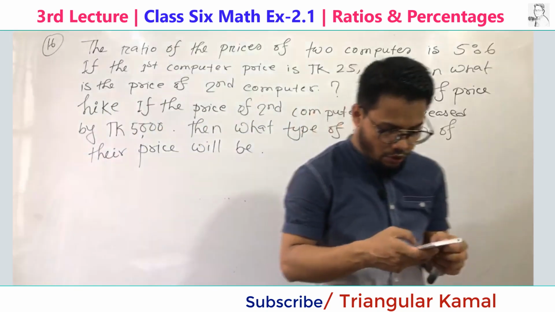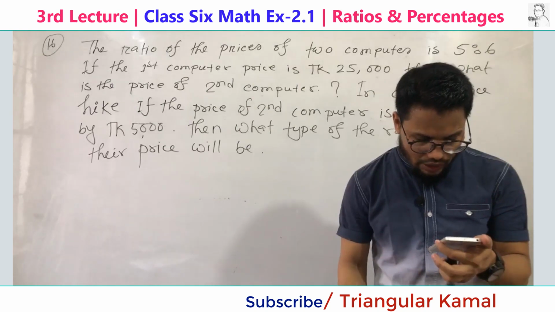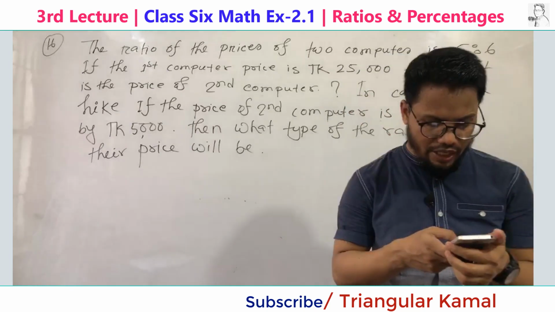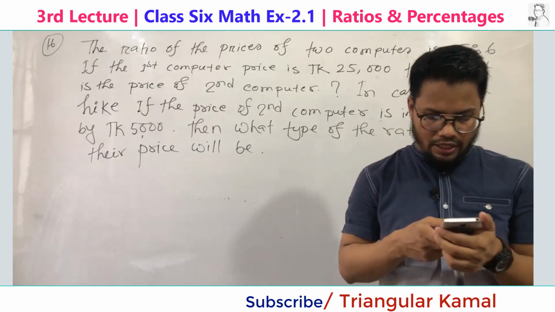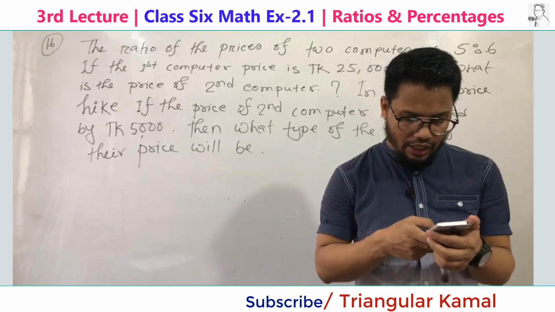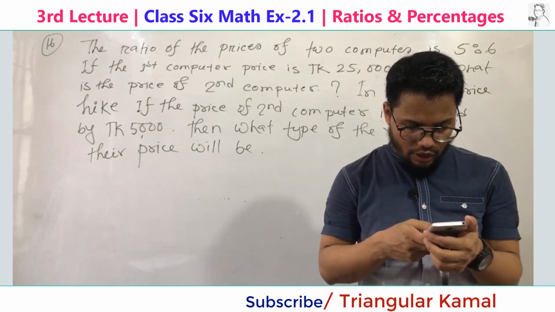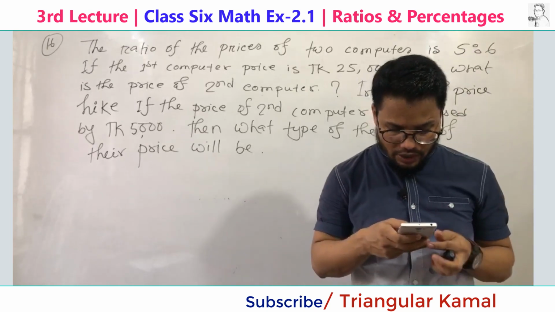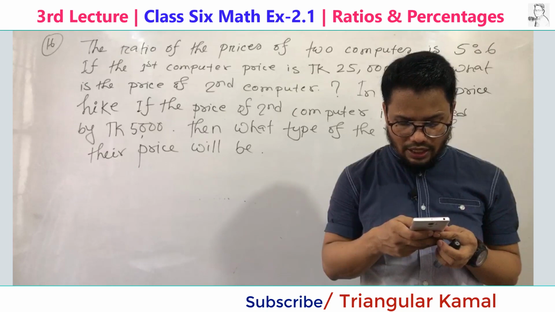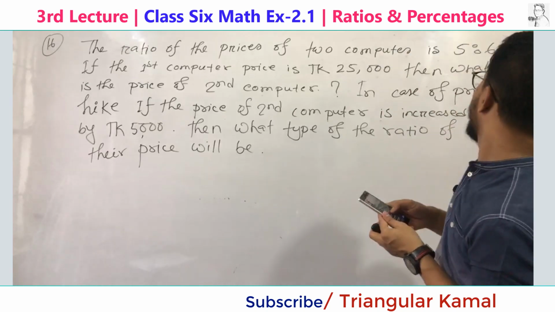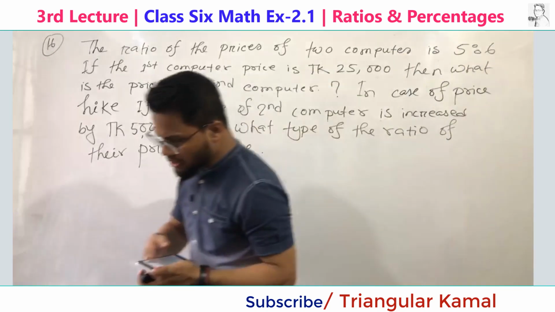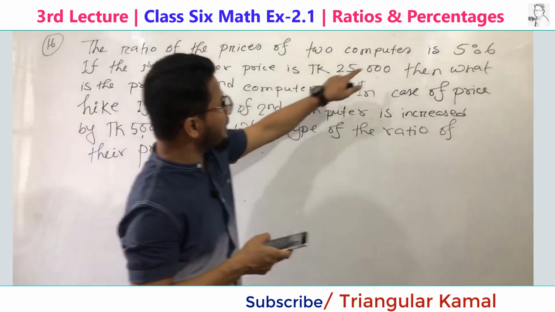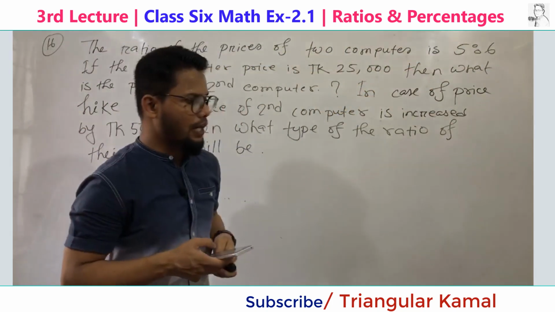So my dear students, already three students have done it. The second computer price will be 30,000 taka. Thank you. 30,000 taka for the second computer. Already said. Thank you. And another student said 35,000 taka, 5:7 ratio. Is this the 5:7 ratio or the 5:6 ratio? Why did you say 5:7 here? The given information is the 5:6 ratio.